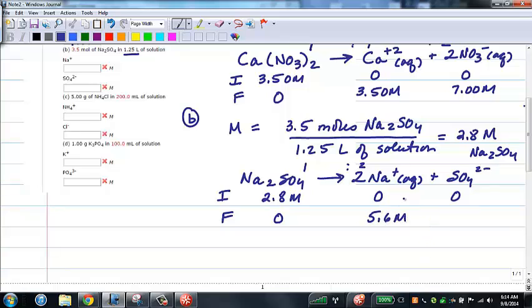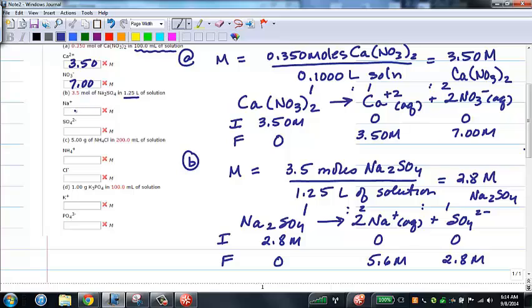And since the ratio of sodium sulfate to sulfate is 1 to 1, then the concentration will match the original concentration of sodium sulfate. So that will also be 2.8. So for sodium, 5.6. For sulfate, 2.8.